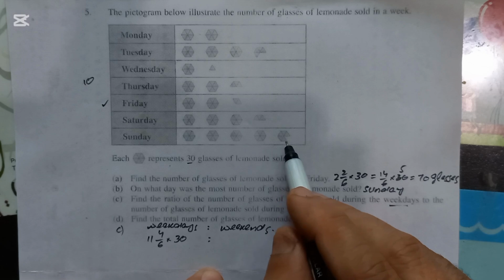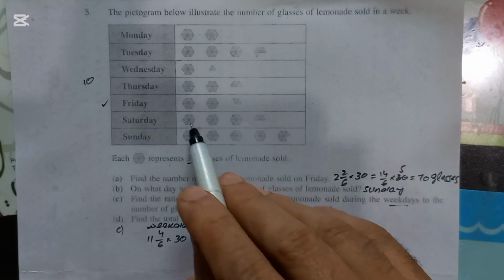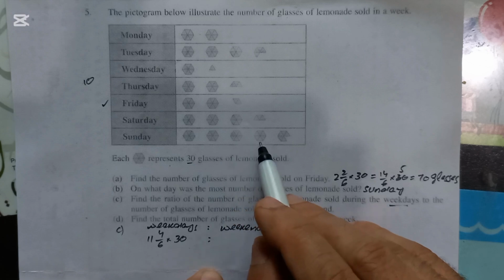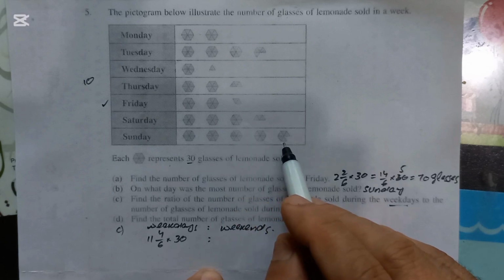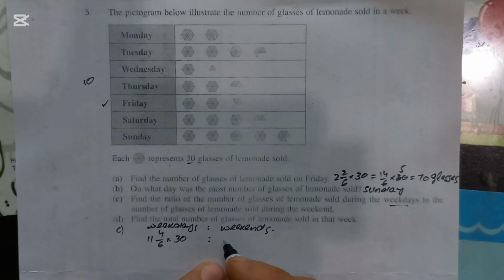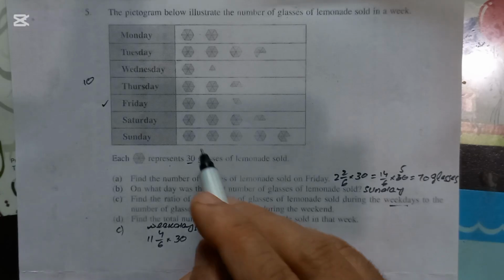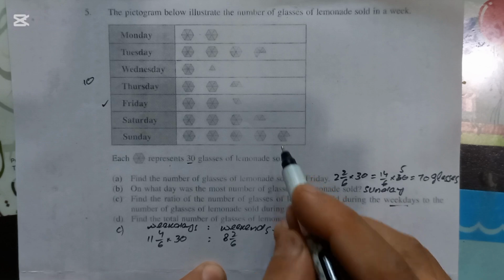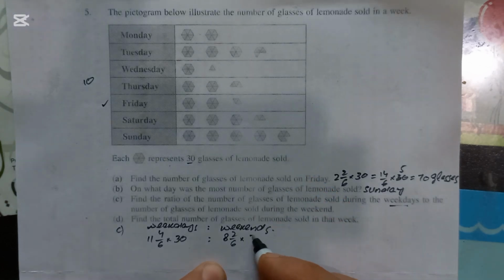7 complete figures, and one part will be joined here. So 1, 2, 3, 4, 5, 6, 7, 8 figures will be completed: 8 whole and 2 by 6. These are the figures on weekends. Multiplying by 30 will convert it into the number of glasses.